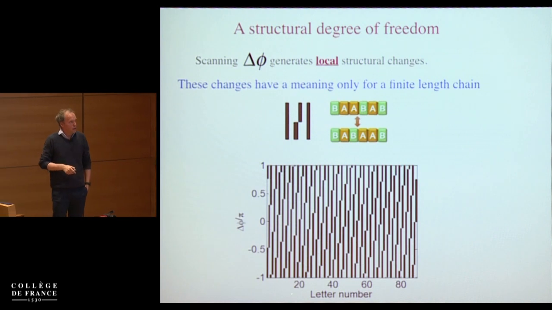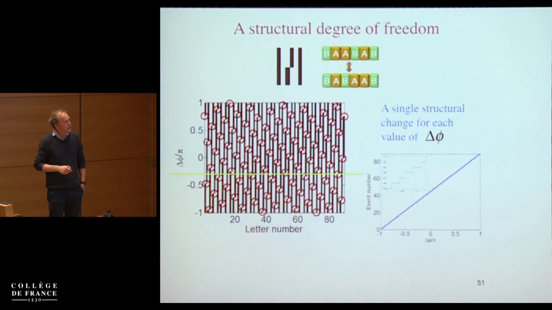So this is the whole structure. This is for 88 letters. This is the delta phi. And what you see is that this is the defect. You see that for a given value of delta phi, you can have only a single defect. You cannot have 2. It's extremely important, this. So which means that if you draw a line here, either you catch a defect or none. But you cannot have 2 for the same value of delta phi. Which means that if you look at the event numbers as a function of delta phi, you have those steps which are of unit 1.